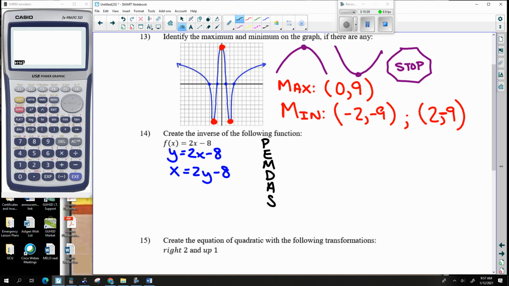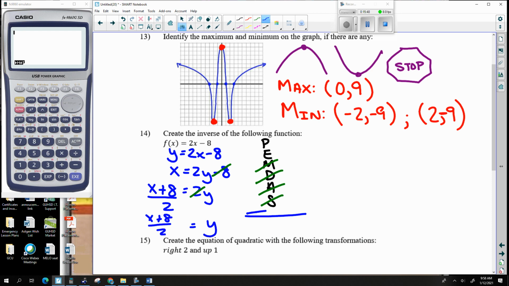So is there anything subtracting the x, or excuse me, subtracting the y? Yes, there is. There's a -8. So that means I have to add 8. So by adding that 8, it gets rid of the -8. Is there anything adding to my y? No. Is there anything dividing my y? No. Is there anything multiplying my y? Yes, there's a multiply of 2, so I need to divide by 2. Okay, so y is equal to x plus 8 divided by 2.